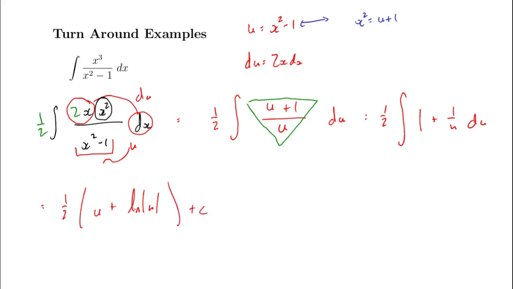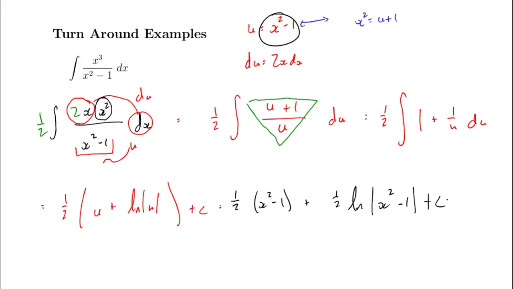So again, we can go ahead and swap back, take this x squared minus 1 and put it all in place, and we've got half x squared minus 1 plus half natural log x squared minus 1 plus c. Sometimes you'll see it written this way.